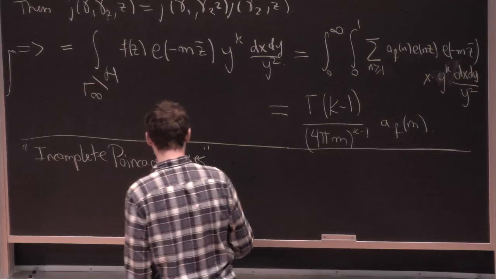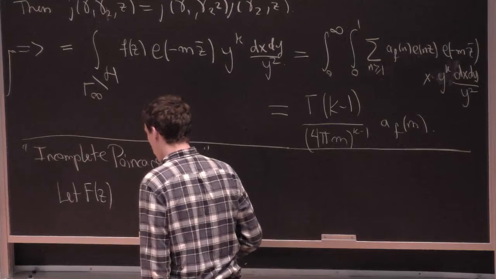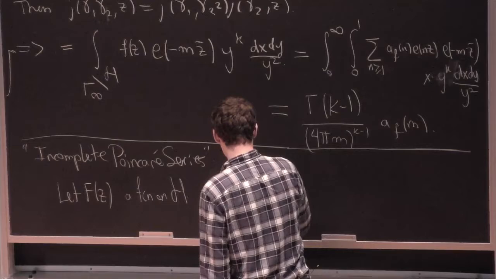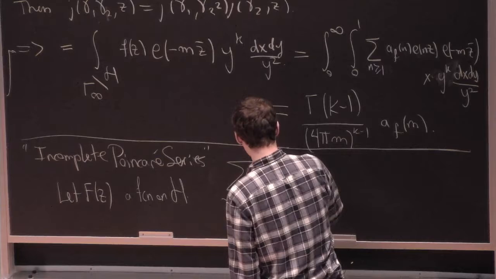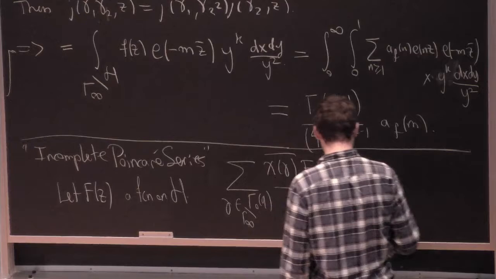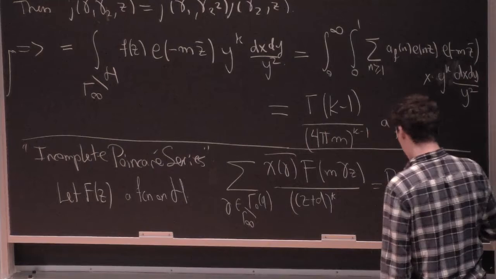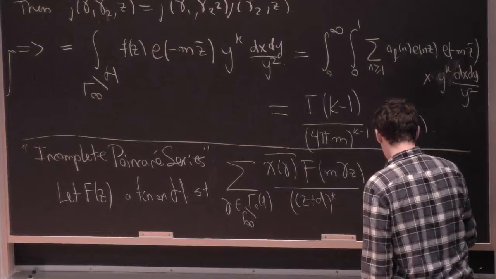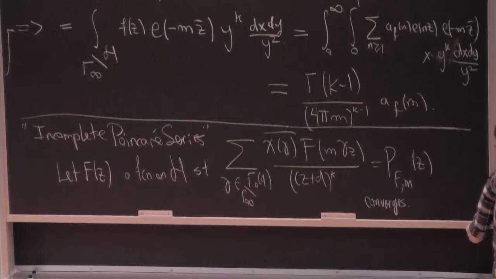I'm going to let f of z be a function on the upper half plane such that this Poincaré series converges. So of course, if I let f be a complex exponential, I recover the Poincaré series I had before. And so we can compute the Fourier expansion of this incomplete Poincaré series really nicely.